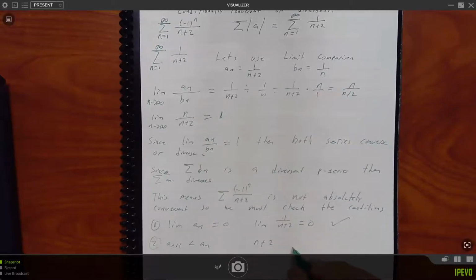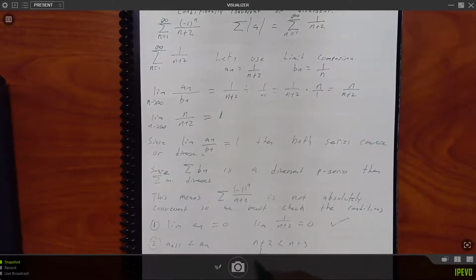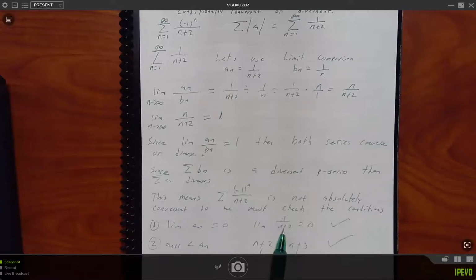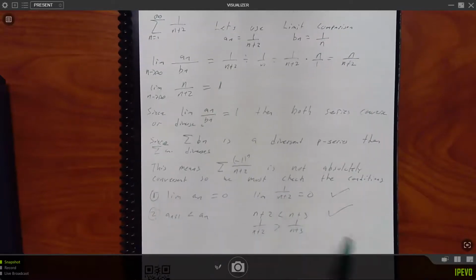n plus 2 is less than n plus 3. So 1 over n plus 2 is greater than 1 over n plus 3, right? If I do n plus 1. So yeah, as this gets bigger at the bottom, it will decrease.